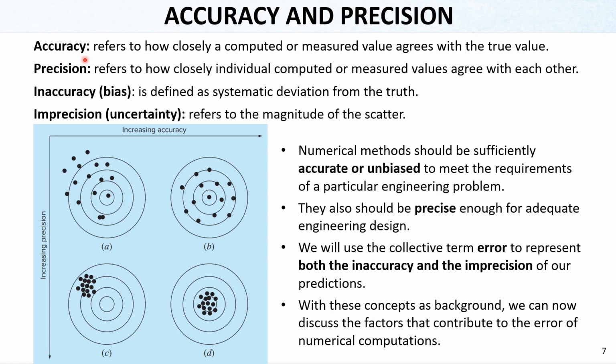Let's start with the definition of accuracy. Accuracy refers to how closely a computed or measured value agrees with the true value. So it's basically the difference from the true value. At the bottom, you can see an example. Here, the bullet holes, the black dots, show the predictions, and the bullseye, the center of these circles, is the exact or true value. You can see that in each there are some differences from the true value.